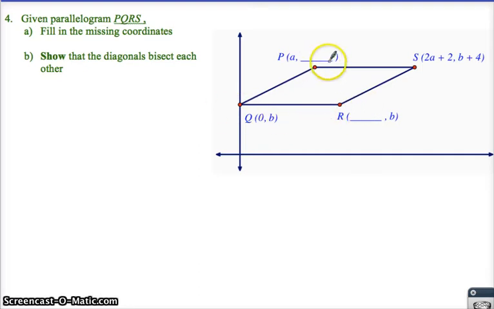Well, it goes from here to here. It's got to be the same length, like this and this. This goes from a to 2a plus 2. How much does that add on in the x direction? It adds on another a and it adds on 2. So this has to be a plus 2, which is weird.